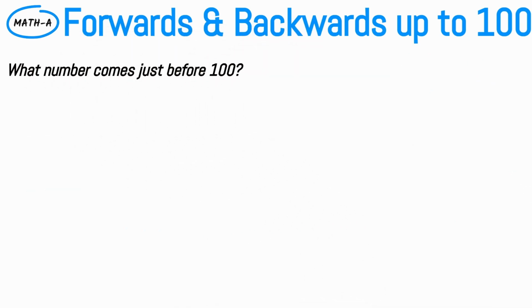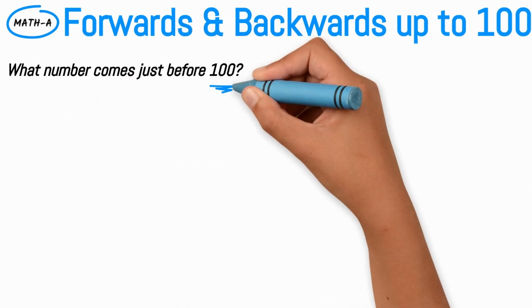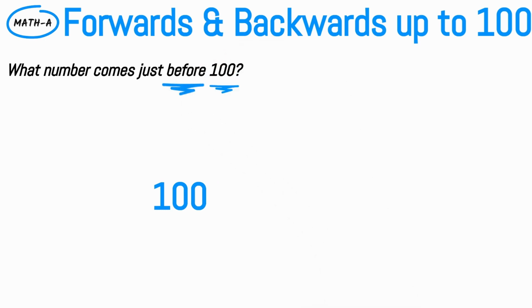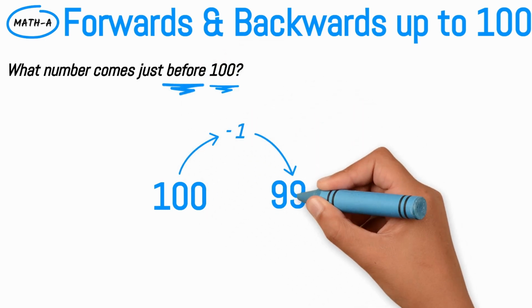What number comes just before 100? So we got 100 and we want the number before that. So we're subtracting 1 to 99.